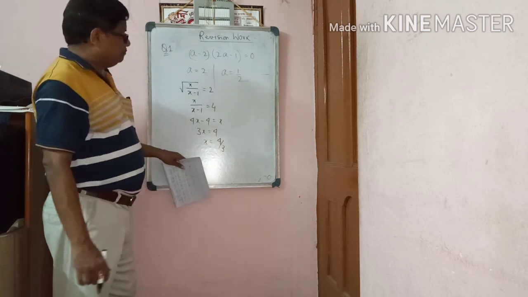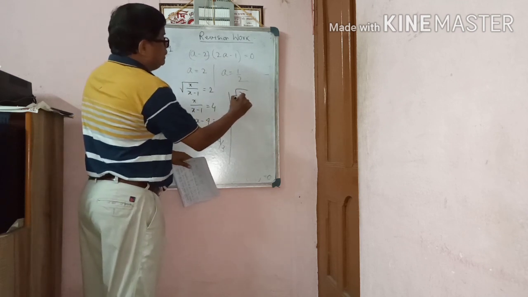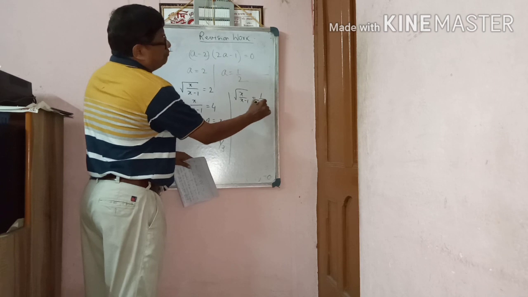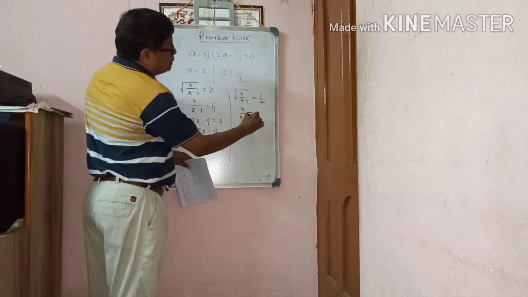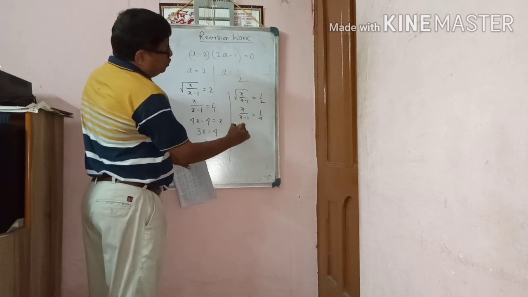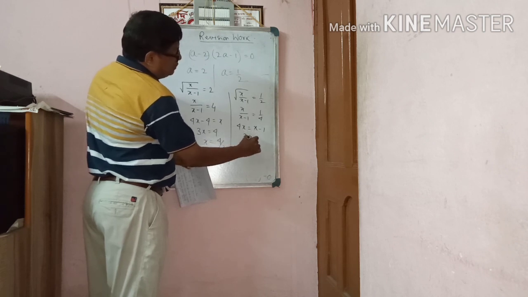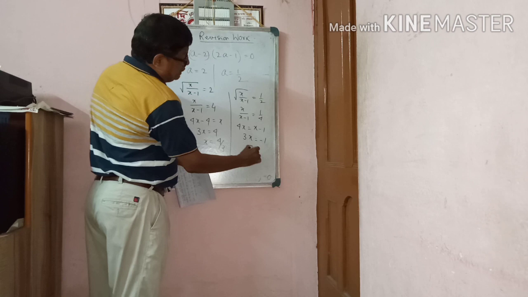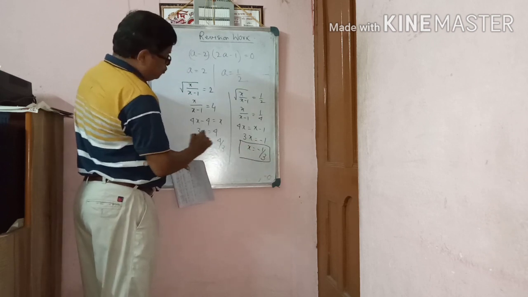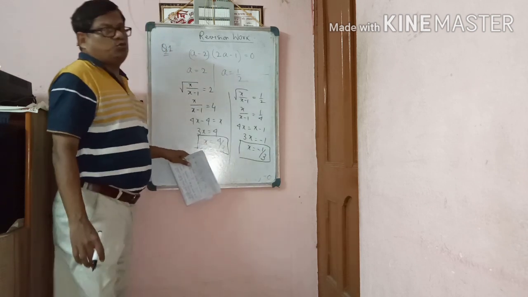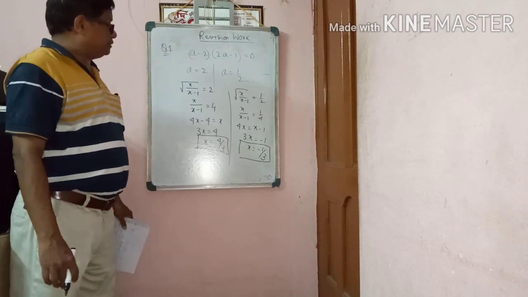Again, root under x by x minus 1 equal to half. Squaring both the sides, x by x minus 1 equal to 1 by 4. So 4x equal to x minus 1. So 3x equal to minus 1, x equal to minus 1 by 3. So the solution is x equal to 4 by 3 and x equal to minus 1 by 3. Write first.